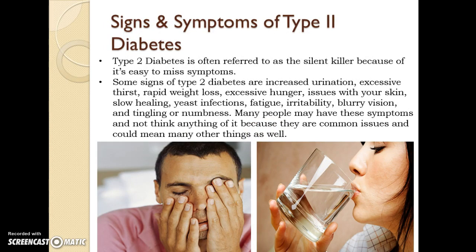Signs and symptoms of type 2 diabetes. Type 2 diabetes is often referred to as a silent killer because of its easy-to-miss symptoms. Some signs of type 2 diabetes are increased urination, excessive thirst, rapid weight loss, excessive hunger, issues with your skin, slow healing, yeast infections, fatigue, irritability, blurry vision, and tingling or numbness. Many people have these symptoms and do not think anything of it because they're common issues and can mean anything. These pictures show a man that is fatigued and a woman drinking water due to excessive thirst.